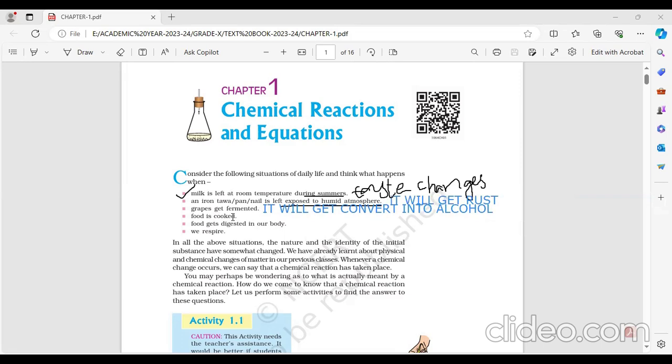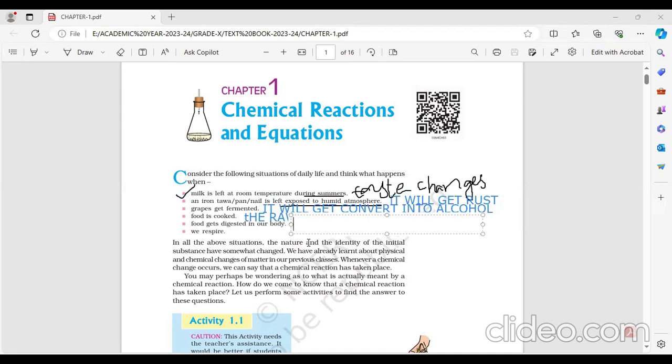Now, fourth one, food is cooked. What happens when the food gets cooked? The raw food will get cooked. This is what happens when the food is cooked, the raw food. Okay, and another example is asking: food gets digested in our body.